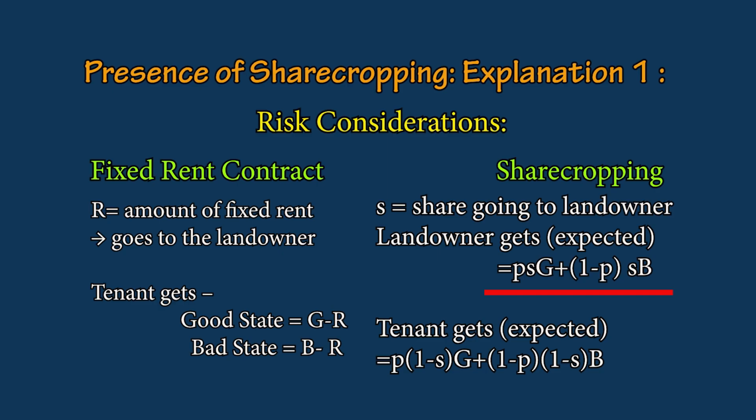What happens to the tenants? If the good state occurs, then the tenant receives (1 minus s) proportion of G, while if the bad state occurs, the tenant receives (1 minus s) proportion of B. Therefore, the expected return of tenants can be described as P times (1 minus s) multiplied by G plus (1 minus P) times (1 minus s) into B.